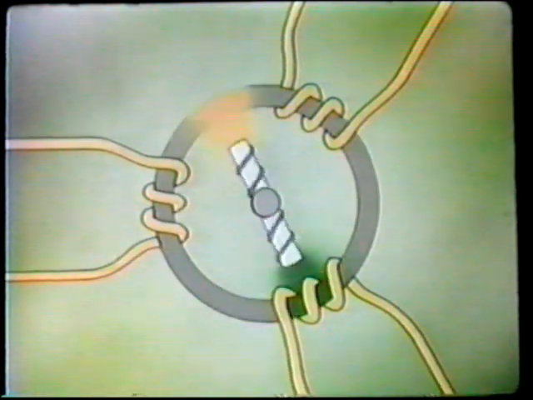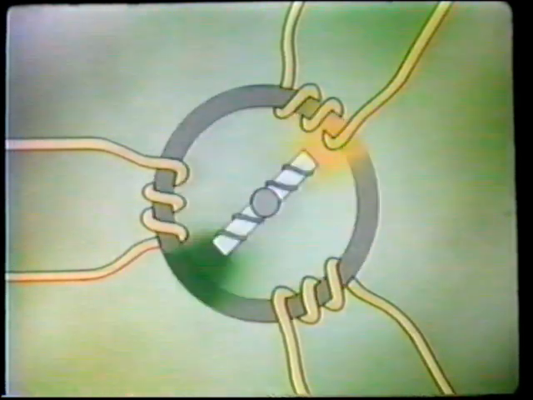Now, to get from single-phase to three-phase AC, we'll need to modify our simplified generator just a bit. The modification? More coils in the stator. The three coils shown here are spaced 120 degrees apart around the stator. Let's see what happens now when the rotor turns.